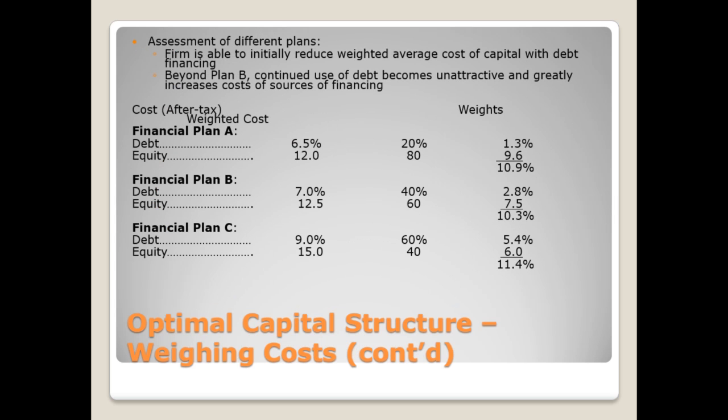Optimal capital structure continued shows the assessment of different plans. Firm is able to initially reduce weighted average cost of capital with debt financing. Beyond Plan B, continued use of debt becomes unattractive and greatly increases cost of sources of financing. See the different weights and the cost of after tax calculated there for Plan A, Plan B, and Plan C.